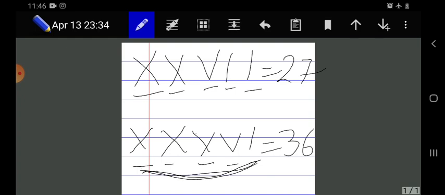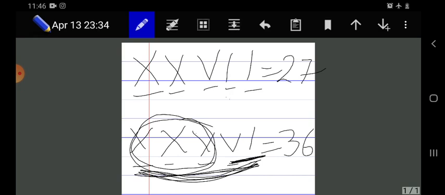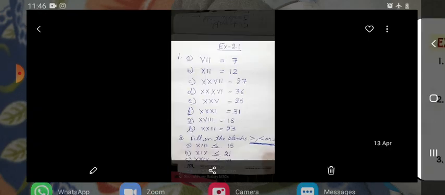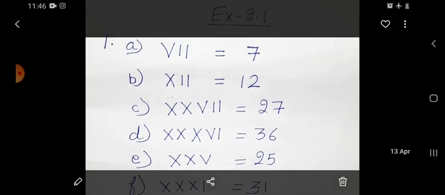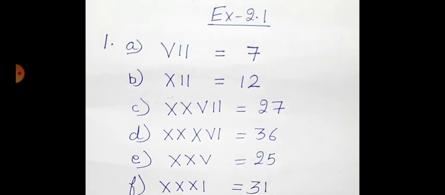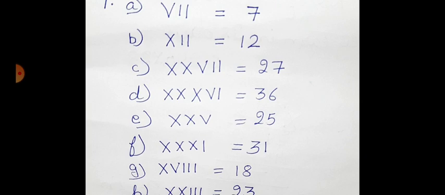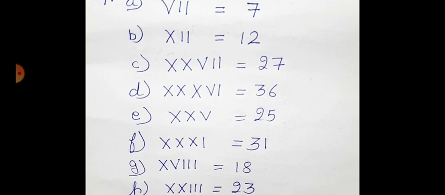As you can see, in all these, the X is written maximum 3 times. And if we write these two numbers, they are getting added. This is how you have to do it in your notebook. After writing the proper chapter number, chapter name, and exercise number, you have to write like this. We start with the first exercise 2.1. So we have done up to part D of question number 1.